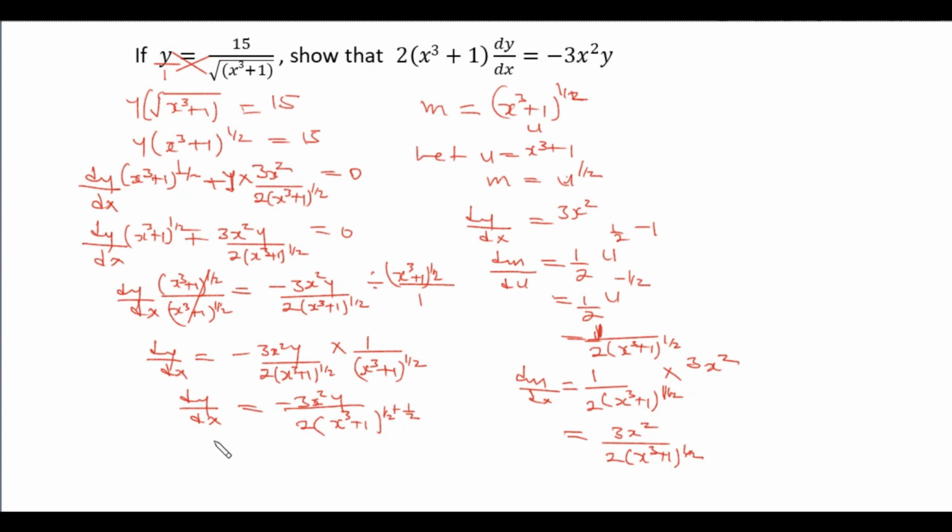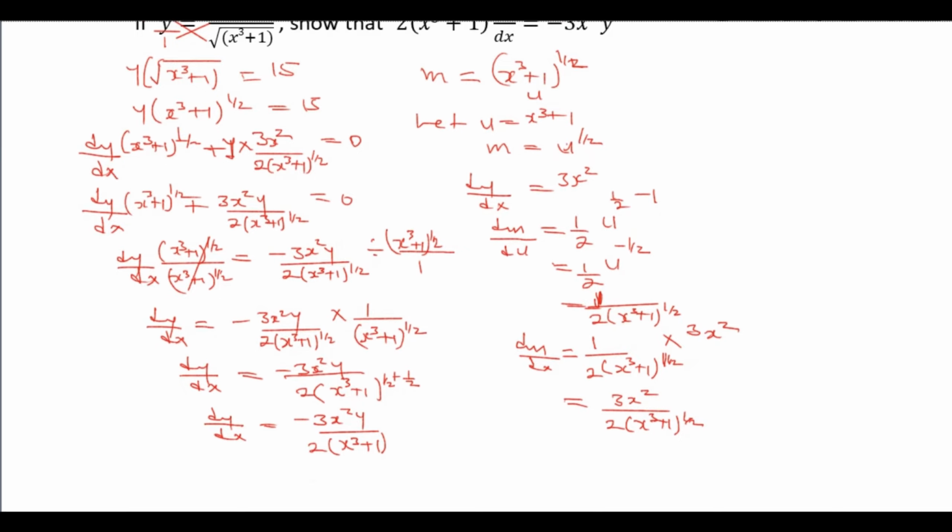So dy/dx now is equal to minus 3x squared y all upon 2x cubed plus 1. Remember, there is nothing here, so this is now 1. So let's try to complete this question.